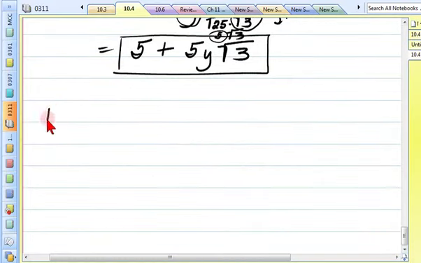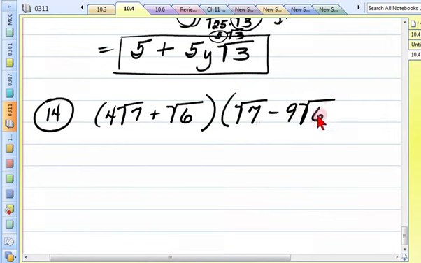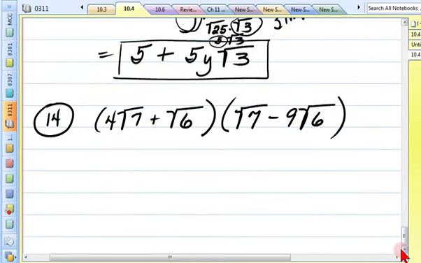Let's look at 14. I have 4 times the square root of 7 plus the square root of 6 times the square root of 7 minus 9 times the square root of 6. What technique are you going to use? FOIL. Okay, I'm going to pause the recording, and I want y'all to do the problem, and then we'll start it going again. All right, we take a look at doing this by FOIL.